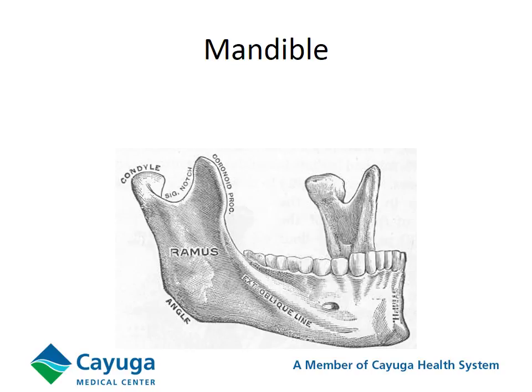Here are the landmarks of the mandible. The key landmarks are the condyle, the neck, and the head. Also, the lateral pole on the outside of the head of the condyle, which can be palpated at rest and throughout the range of motion.